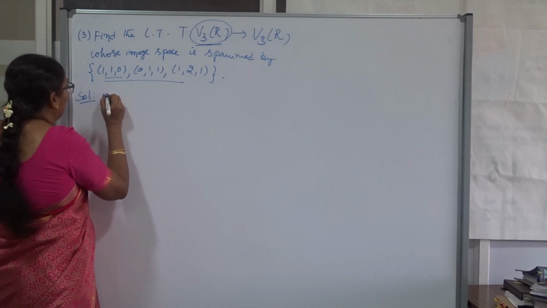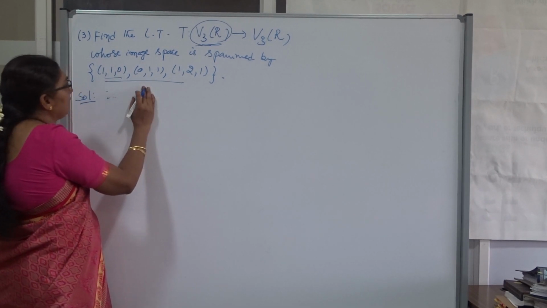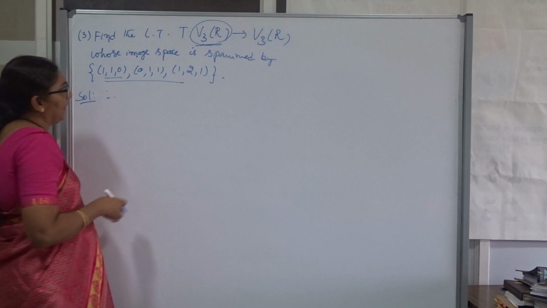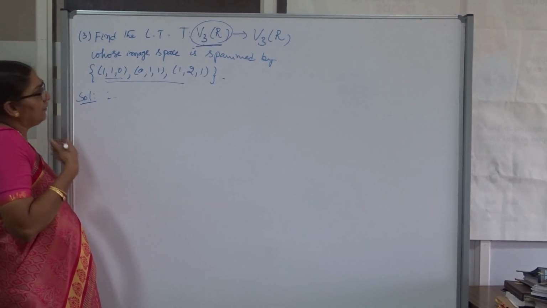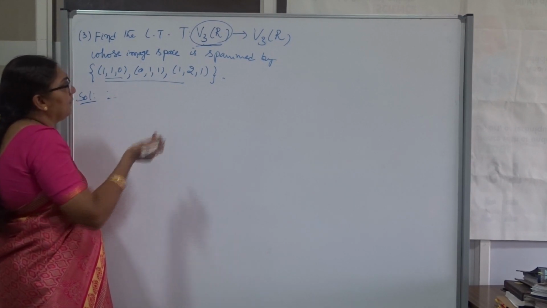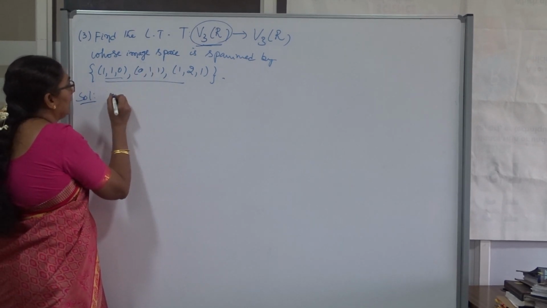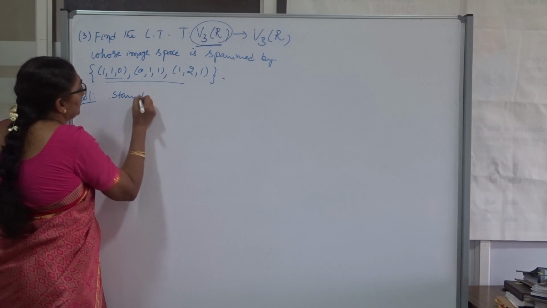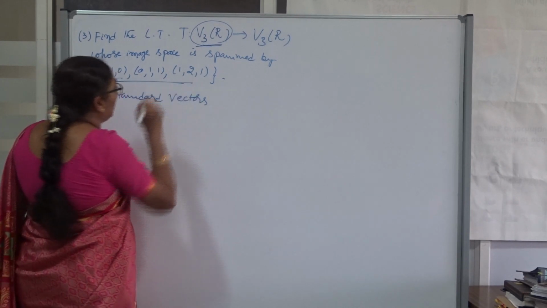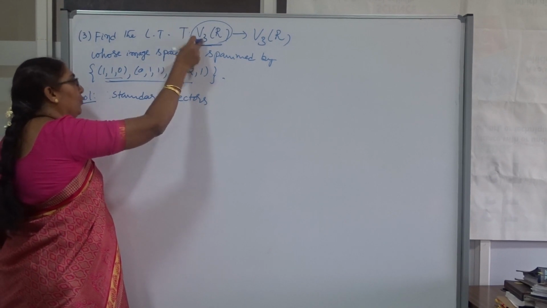Now here I want to find the image. They have already given the images. Now I am going to assume these are the images of the standard vectors of V3 of R, because in all dimensions, whether 2, 3, 4 or n, the standard vectors form a basis. Therefore, confidently, I am going to take the standard vectors. Please try to understand, I am going to assume these are the images for the corresponding standard vectors of the domain.